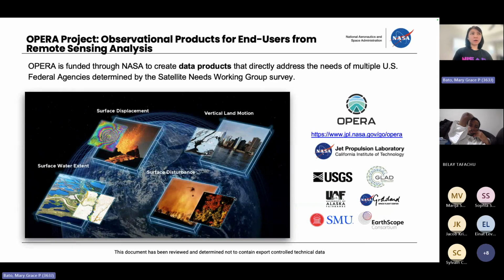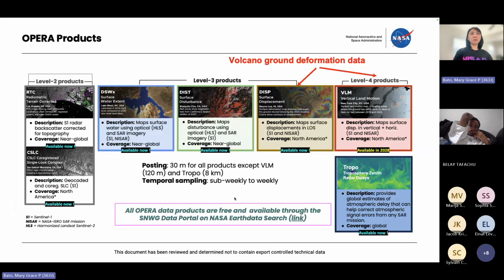So projects like OPERA are making high-level products for you. We have several products that are available for ground deformation monitoring. We have the displacement product, which is provided only in North America, at 30-meter resolution, and soon we will make a VLM, a decomposed vertical land and horizontal motion product. So you don't need to understand the line of sight, or what the ascending and descending tracks are. It's really a high-level product.